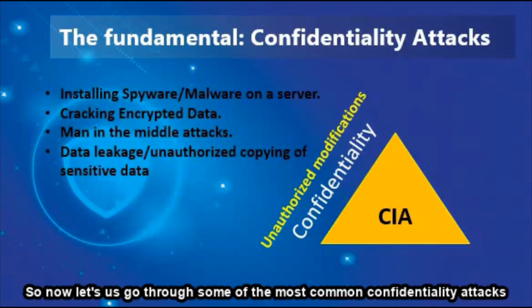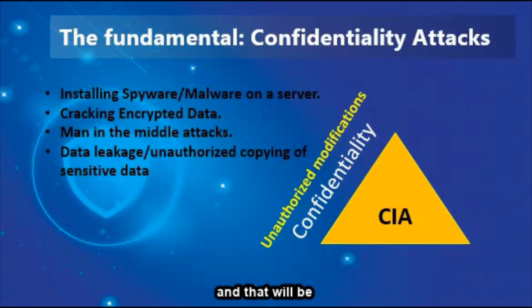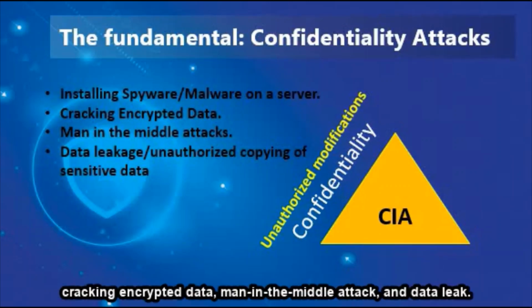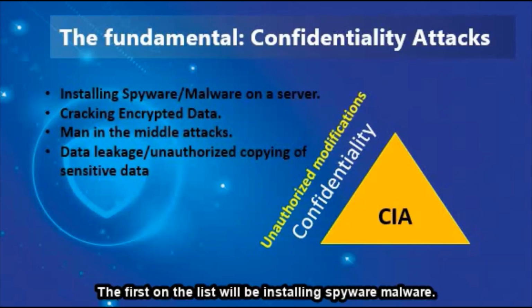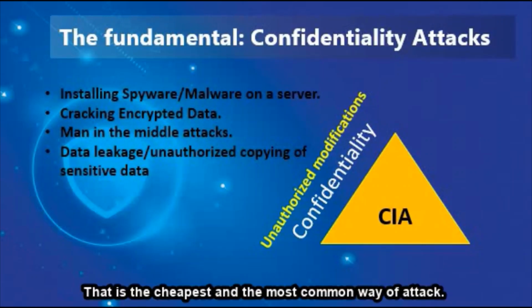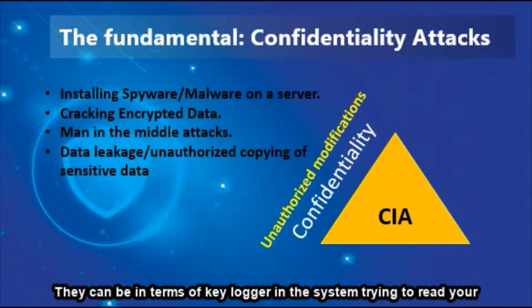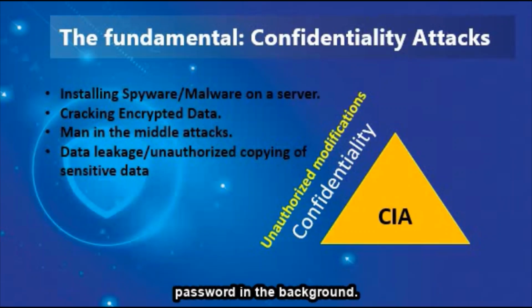So now let's go through some of the most common confidentiality attacks, and they are installing spyware and malware on the servers, cracking encrypted data, man-in-the-middle attack, and data leak. The first on the list is installing spyware and malware. That's the cheapest and the most common way of attack. In this attack process, the malware finds ways to gain access to the systems. They can come in the form of key loggers in the system trying to read your password in the background.